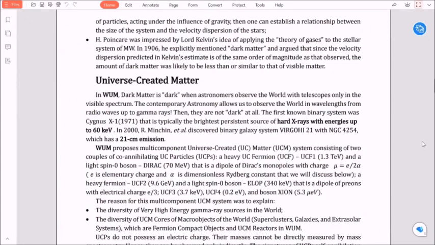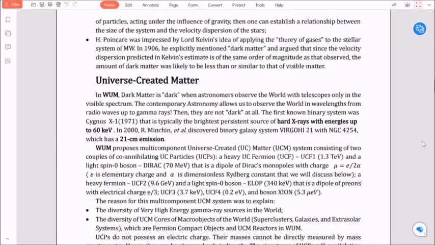Bohm proposes a multi-component universe-created matter system consisting of two couples of co-annihilating UC particles: a heavy UC fermion, UCF1, with rest energy 1.3 tera-electron volts, and a light spin zero boson Dirac, 70 mega-electron volts, that is a dipole of Dirac's monopoles with charge mu E over 2 alpha. E is the elementary charge, and alpha is a dimensionless Rydberg constant that we will discuss below.